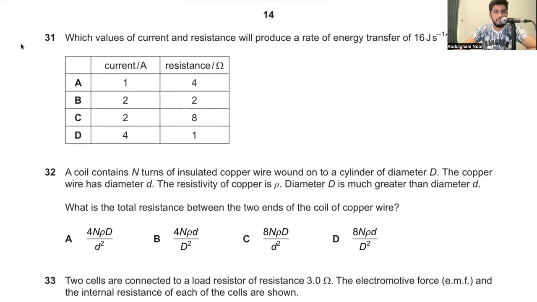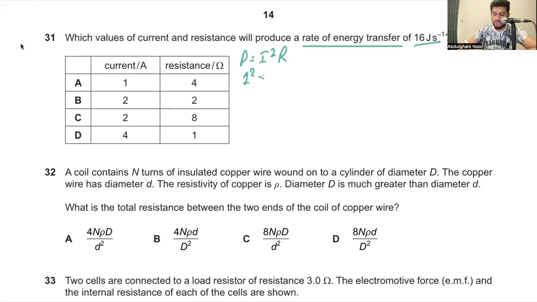Question number 31 says, which values of current and resistance will produce a rate of energy transfer of 16 joules per second? Even though they're using 16 joules per second, they're trying to confuse you with the fancy words rate of energy transfer. ये असल में किसकी बात कर रहे हैं? पावर की बात कर रहे हैं. करंट दिया हुआ है और रेजिस्टेंस पूछ रहे हैं. The formula for power is I squared R. Power is equal to I squared R.